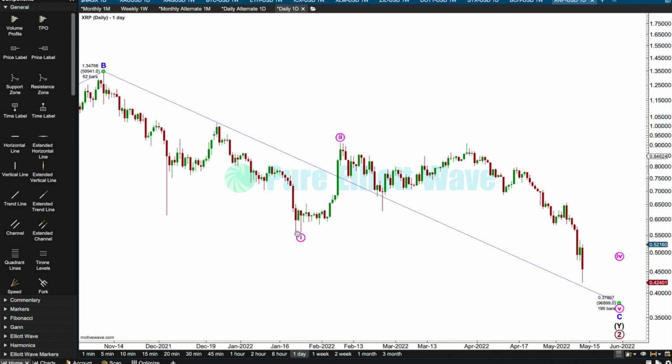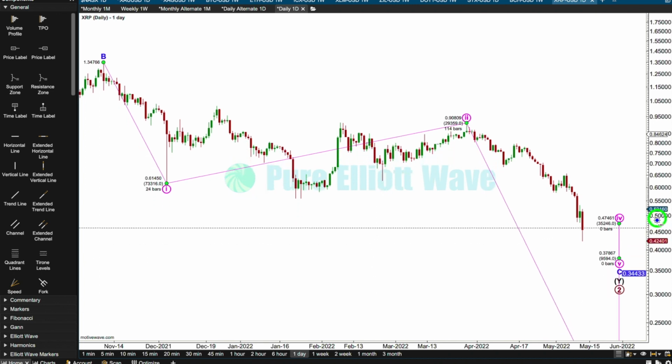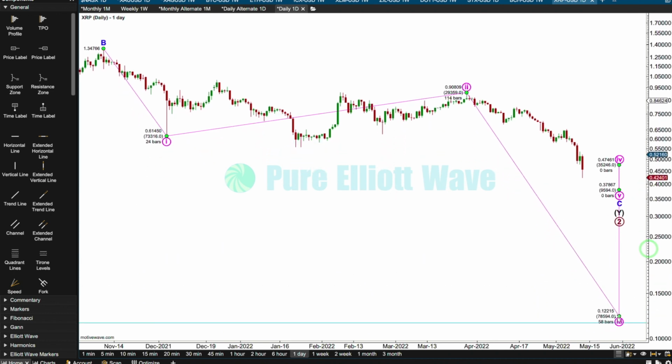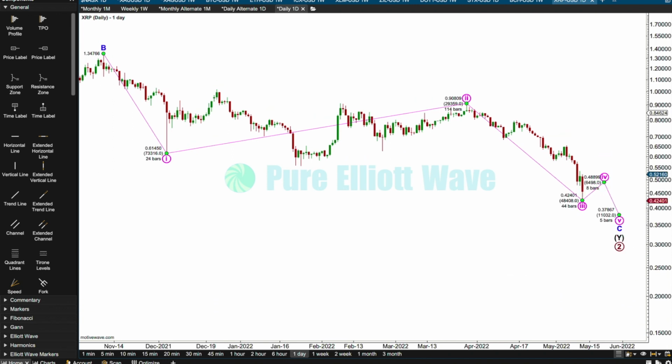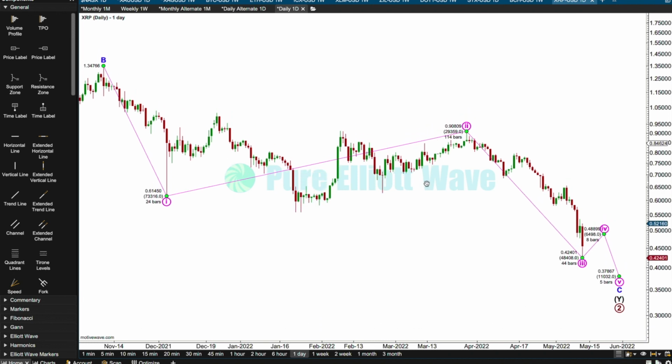Let's try an impulse. I don't want to put 1 and 2 here. I could put 1 here and 2 could be some kind of combination. And the current strong downward movement, where's that 3 label? Could be the end of a third wave, and then we could have 4 and 5, so a little bit more downward work to go before it's complete.